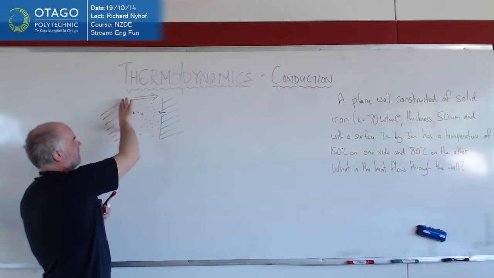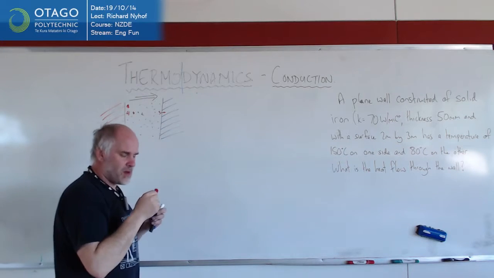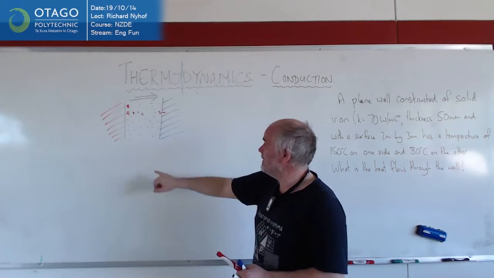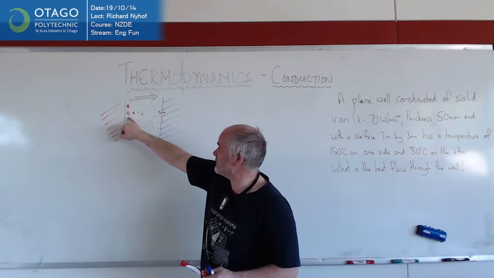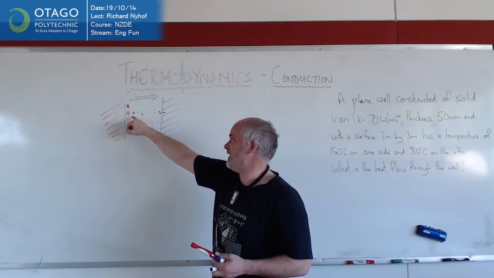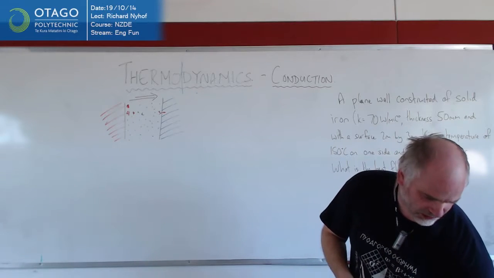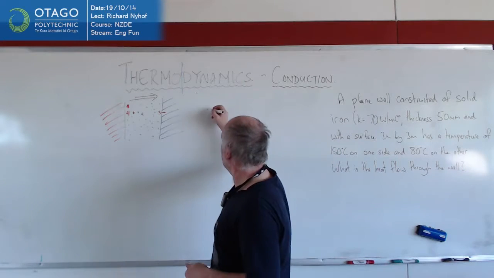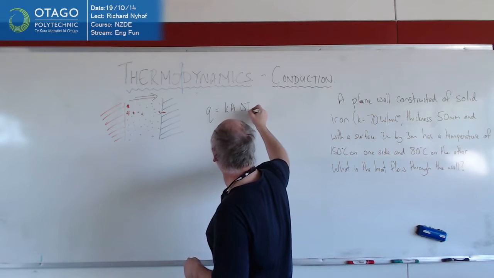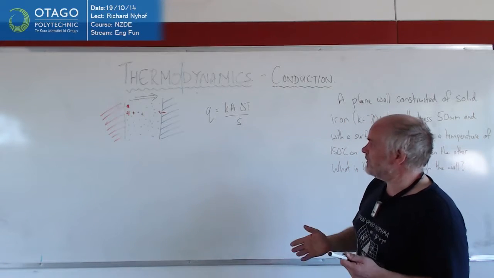So as this one side is hot, it transfers the heat across, not by any particles moving, just by the energy being passed from one particle to another. The particle that's on this side stays on this side, the particle that's on this side stays on this side, but the energy is passed from one to the other. And we have a formula for calculating that, and the formula is Q equals K A delta T over S. And we need to know what all these bits are.